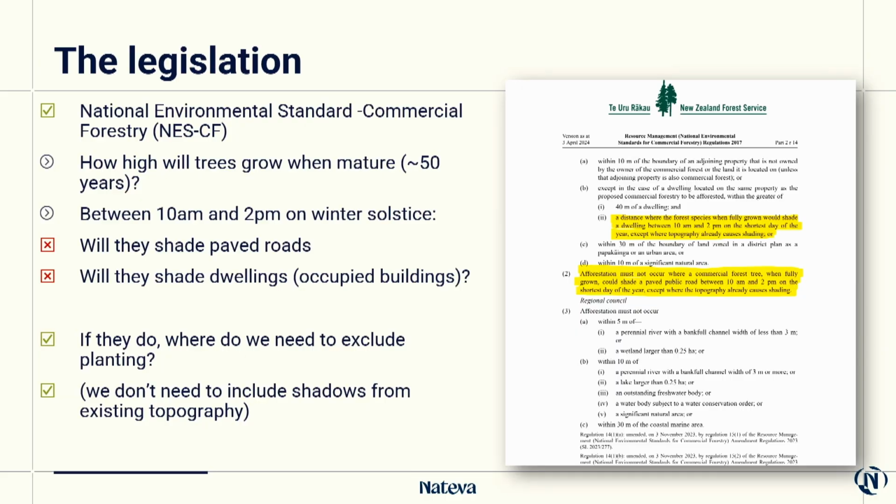There is legislation around this in the National Environment Standard for Commercial Forestry, specifically in this case, how high will trees grow when they're mature, and where will they cause shadow between 10 and 2 on the winter solstice, and will they shade paved roads, and will they shade dwellings? So if they do, what do we need to do to exclude planting?